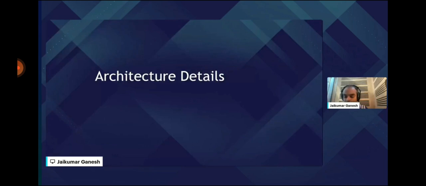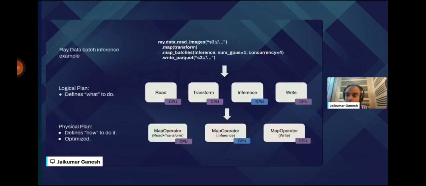All right, let's peel the onion. So let's get into the architecture. So you have got a simple Ray Data API here: read images, you do a map on the transform, you do an inference. So first we define the logical plan and what to do. The read and transform are on the CPUs, the inference is on the GPUs, and the write stage is on the CPU. And then the physical plan defines how to do it. It can fuse the read and transform operator, because they both run on the CPU, then an operator that runs on the GPU, and another map operator that writes back the images.